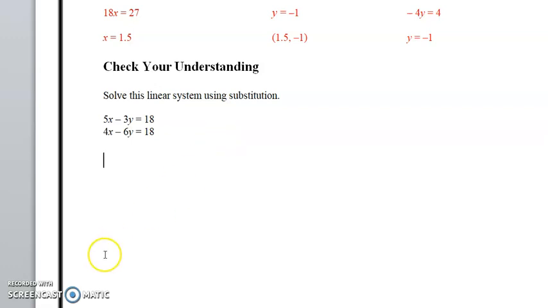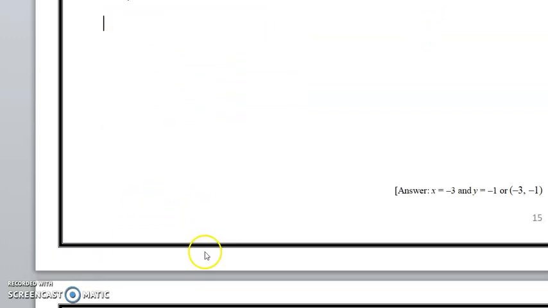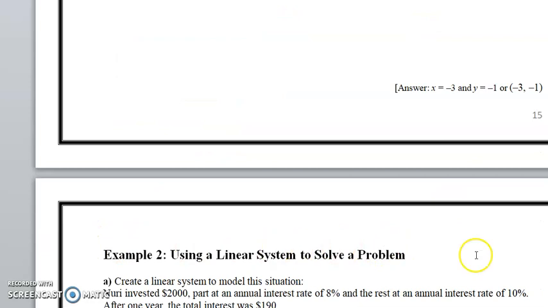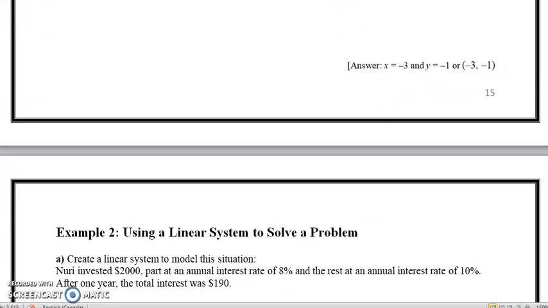All right. So that's it for this video. In the next video, what we will do is we'll start example 2, creating a linear system, and then going from there. Okay? All right, thanks everybody, and we will talk again soon.